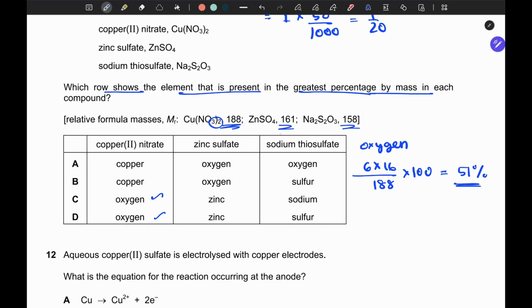Now the same process for zinc sulfate. In zinc sulfate, again, we see that there's 4 oxygen but 1 zinc. But look at our options. The ones that have oxygen for copper 2 nitrate have zinc for both. So we don't have to look at zinc sulfate. Rather, we have to look at sodium thiosulfate. In sodium thiosulfate, it's a comparison between sodium and sulfur.